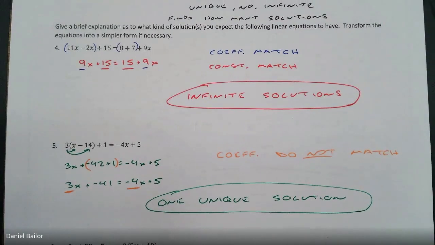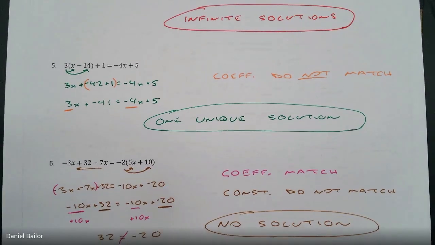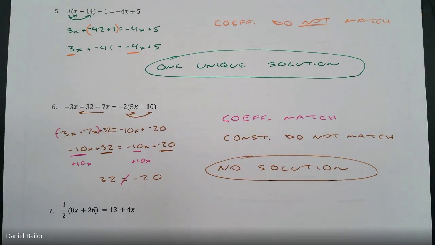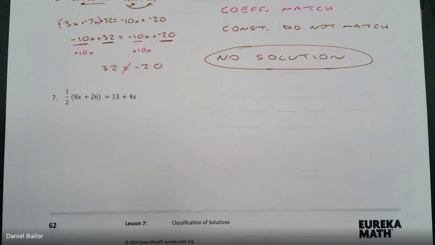So number 4 was infinite solutions because everything matched. 5 was one unique solution because the coefficients did not match. And 6 was no solution because the coefficients matched, but the constants did not. Let's check number 7. We have a three-way tie. Let's see what happens with number 7.